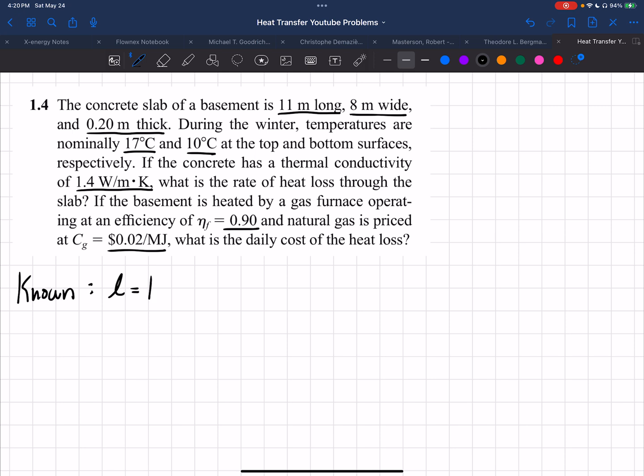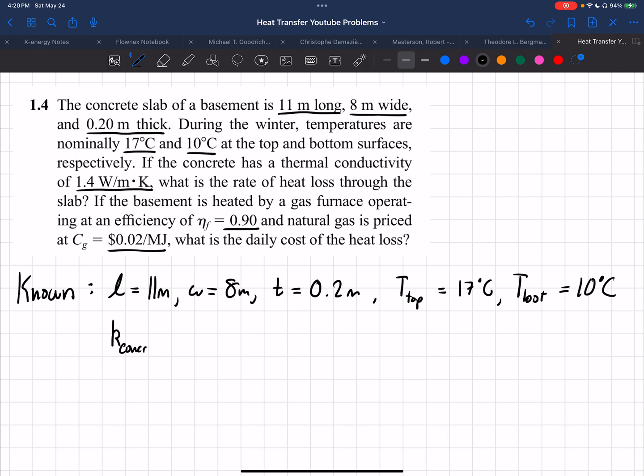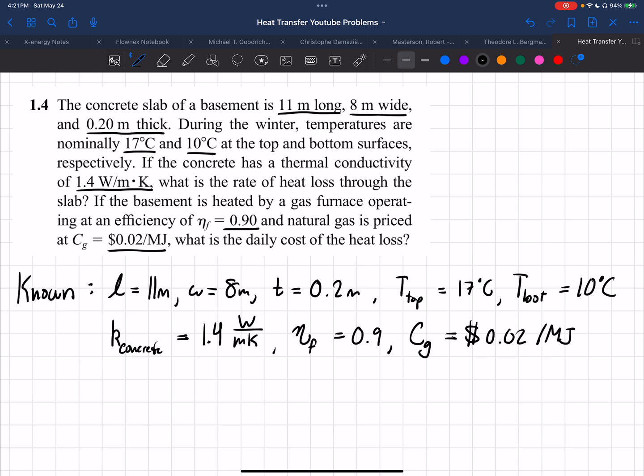We have a length of 11 meters, a width of 8 meters, and a thickness, which I'll call T, of 0.2 meters. For our temperatures, we have the temperature at the top at 17 degrees Celsius and the temperature at the bottom at 10 degrees Celsius. Our concrete has a thermal conductivity of 1.4 watts per meter Kelvin. And for our furnace, our efficiency, eta F, is 0.9, and the cost of gas is going to be 2 cents per megajoule. So that is what we know.